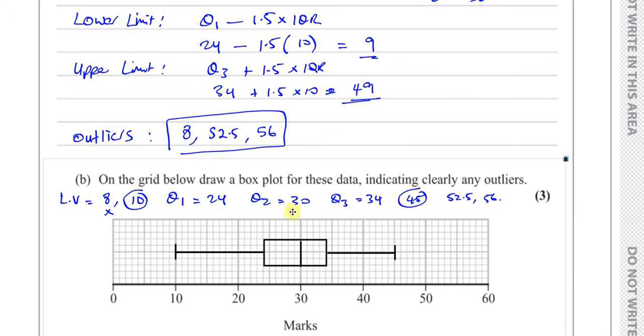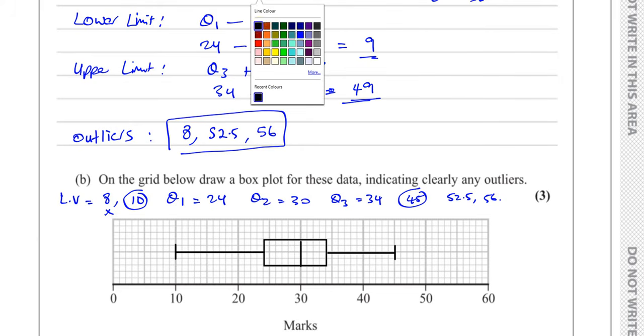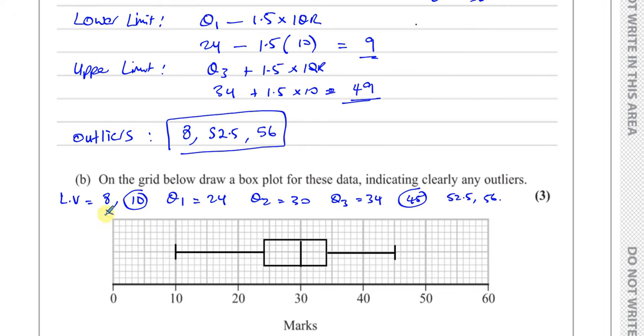Both are correct, but we now also have to mark the outliers. The outlier on this side is 8. And on this side, there are two outliers, 52.5 over here, and 56 over there. So here I've marked the outliers with crosses, which are outside this region. So there's the answer to part B: on the grid below, draw a box plot for these data indicating clearly any outliers. Those are the outliers marked with X. So that's part B done.